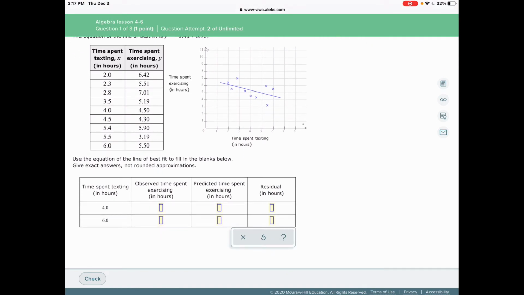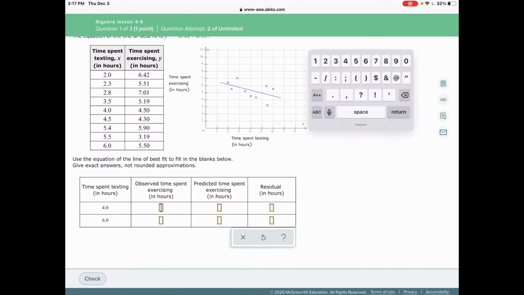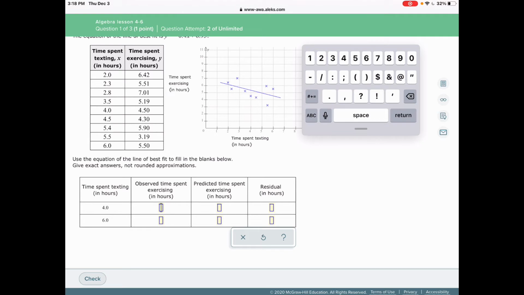So when they ask us for the observed time spent exercising, the observed just means what did we observe? So that's right in the table. I'm going to say time spent texting in hours was 4, go down the table, and I can see that the time spent exercising was 4.50. At 6.0, it was 5.50. So hopefully you can see that. And now I'm going to calculate the predicted time.